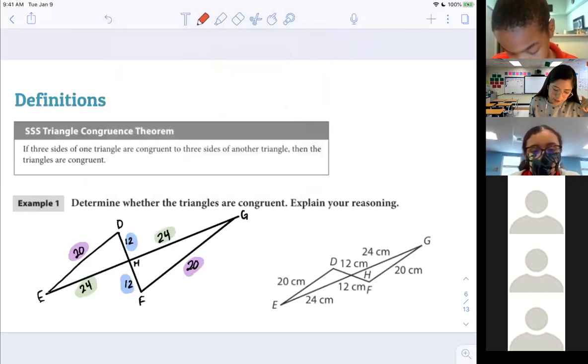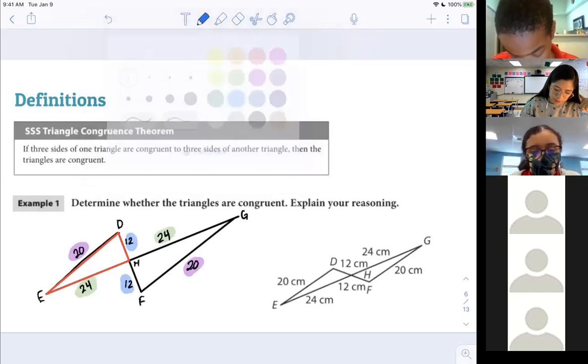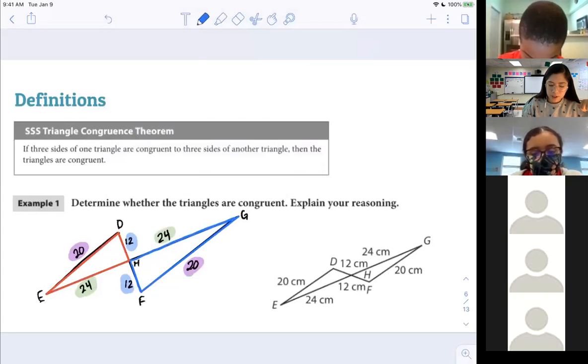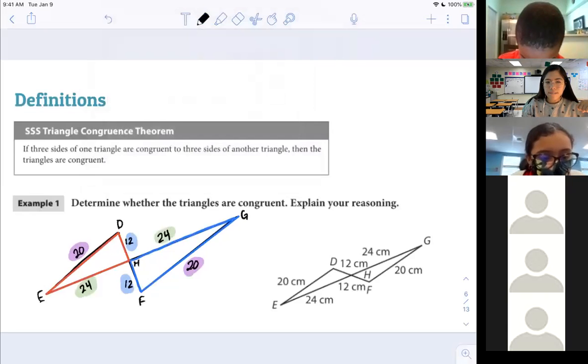And yes, I'll highlight. So from the red triangle to the blue triangle, a rotation. Jalen is correct. A 180 degrees rotation. 180 degrees rotation around where? Which point would be the center of rotation? H. Yeah, H right here.